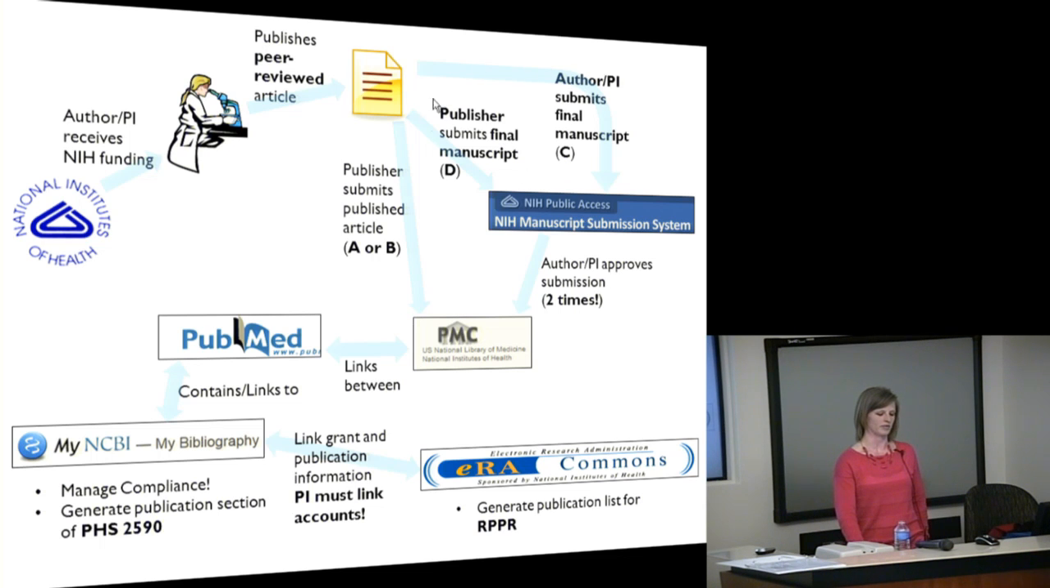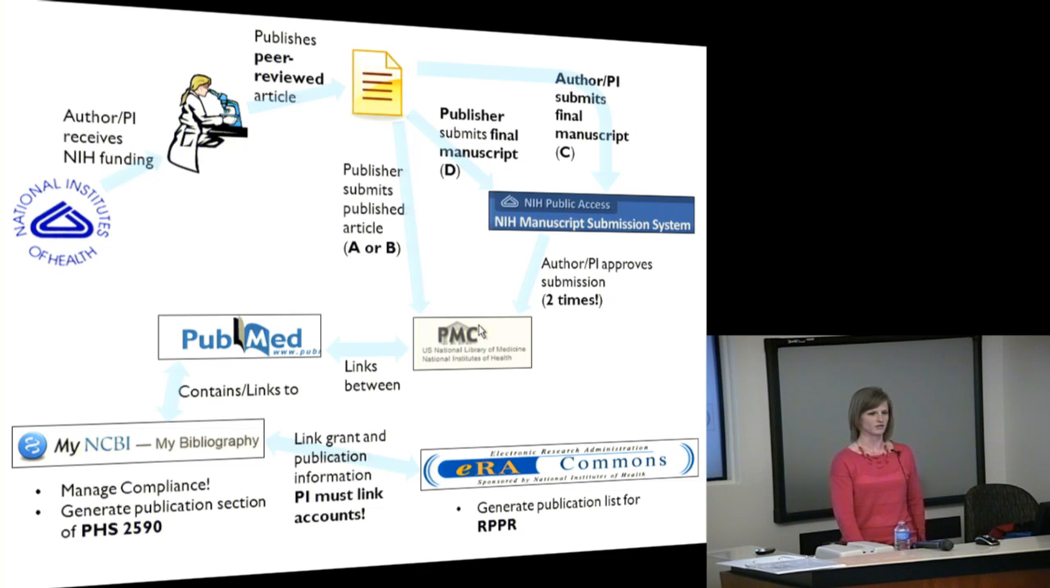Often, though, either the publisher or the author or PI of the article will submit the final peer-reviewed manuscript, which the author still owns the copyright for, into the manuscript submission system. Once something is submitted there, it actually has to go through 2 different approval processes, and usually one of the authors is selected to do those approvals. After it gets approved twice, it'll finally be put into PubMed Central.